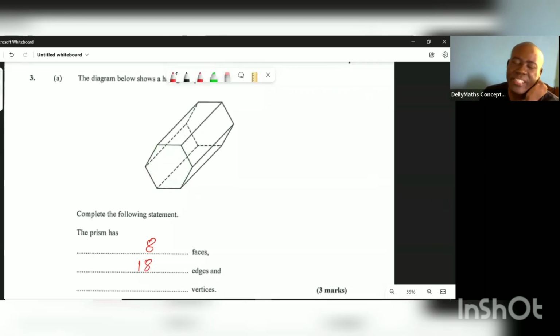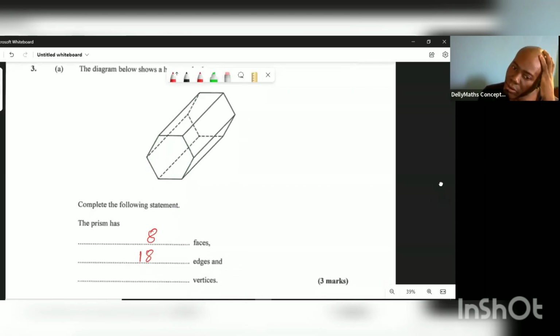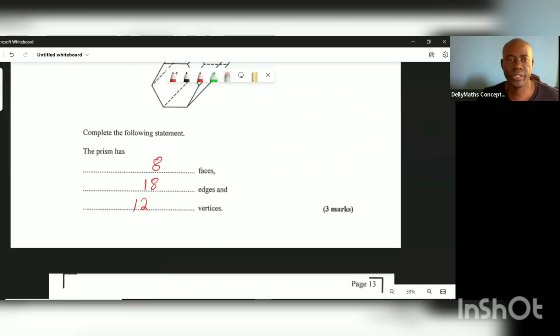Vertices now. The vertices are like the corner spots. So if you think about the corner spots, you're talking about the vertices. For example, 1, 2, 3, 4, 5, 6, 7, 8, 9, 10, 11, 12. So we have 12 vertices right there. And that is how we just count them off quickly. 12 vertices and we are good. All right, so there it is.